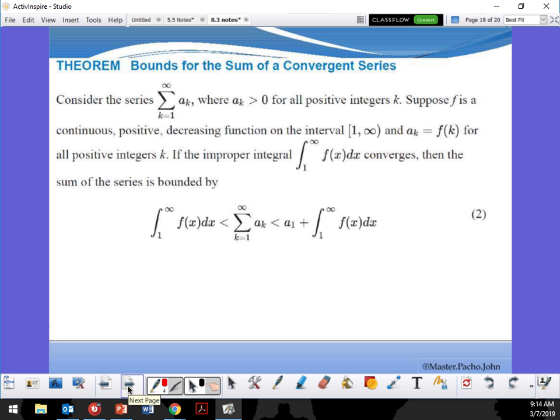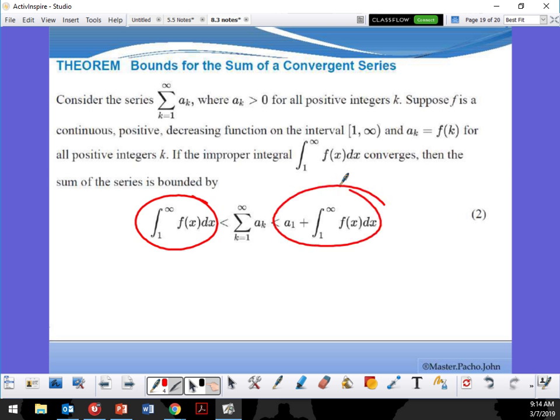So consider bounds to the sum of convergent series. Consider the series where k equals 1 to infinity of a of k, where a of k is greater than 0 for all positive integers k. Suppose f is a continuous, positive, decreasing function over the interval from 1 to infinity, and a of k is equal to f of k for all positive integers. If the improper integral from 1 to infinity of f of x dx converges, then the sum of the series is bounded by these rules.